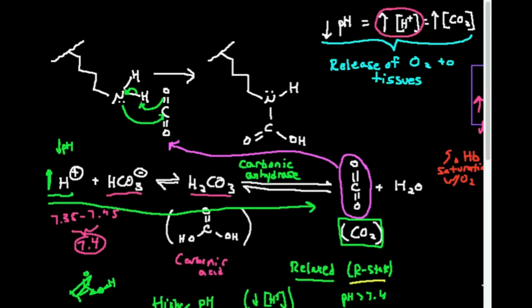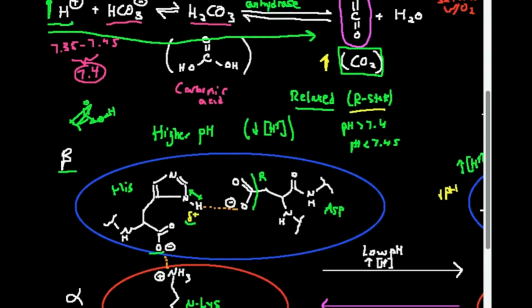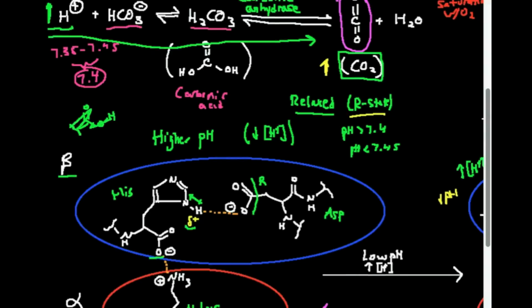Remember I mentioned a little bit ago, at the very beginning of the video, that through Le Chatelier's principle and the buffering system of the blood, high hydrogen ion concentration ultimately corresponds to high carbon dioxide levels. Well, it turns out that carbon dioxide actually also tends to favor a release of oxygen.